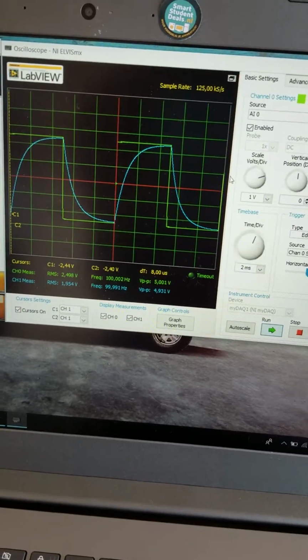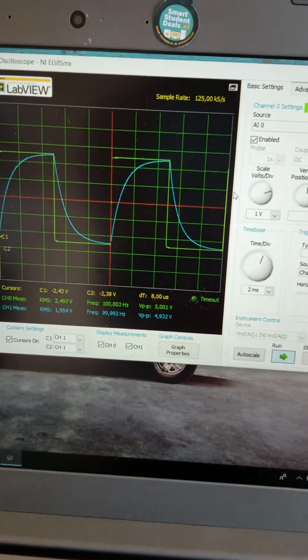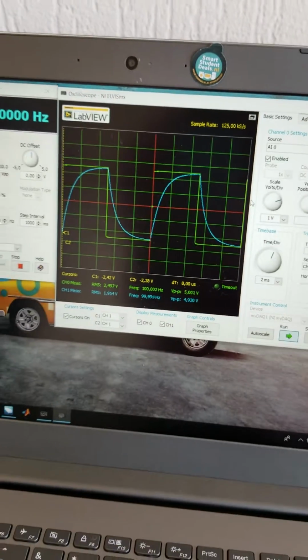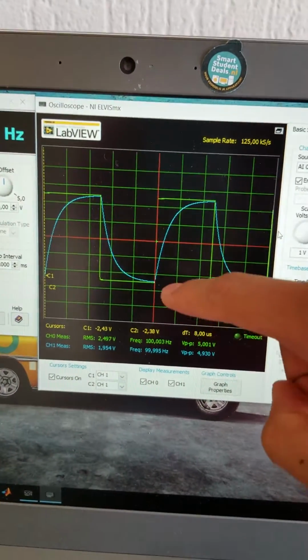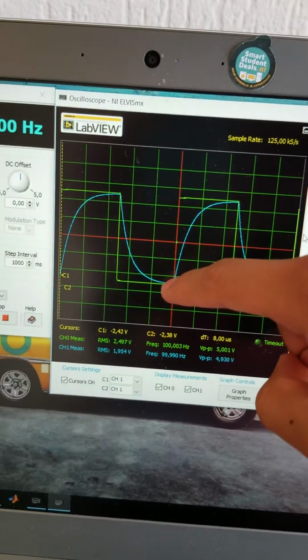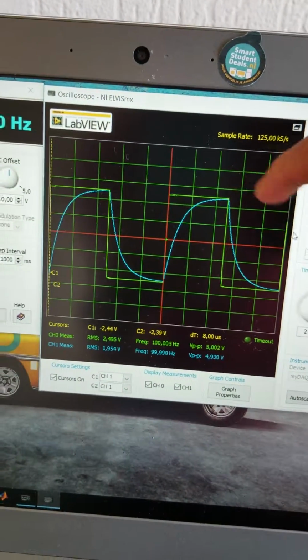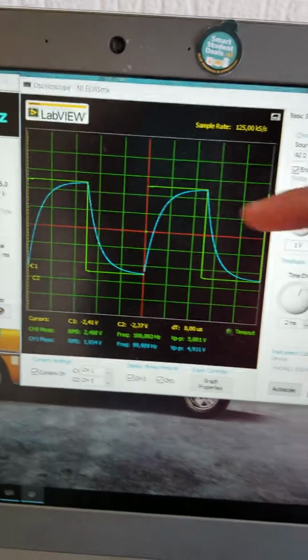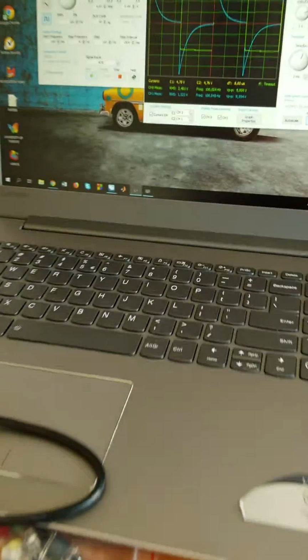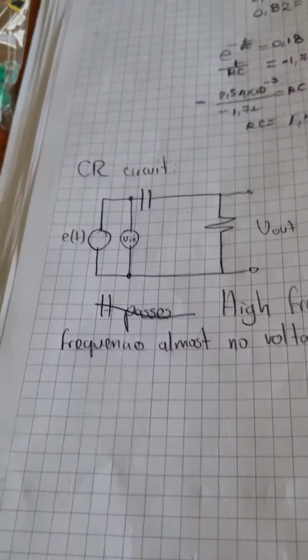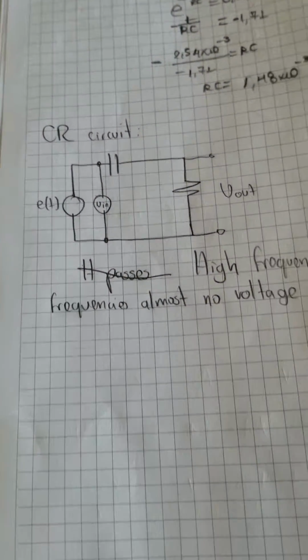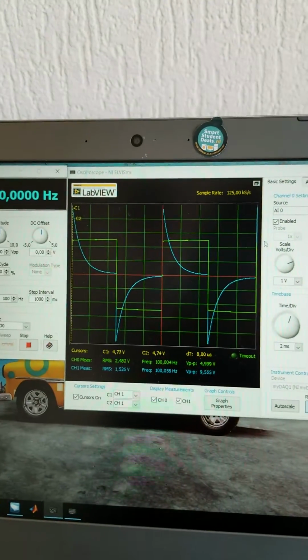We are using a period for the signal of approximately 10 times the RC time. This is because it takes approximately 5 times the RC time to fully charge and another 5 times to fully discharge. Now we have interchanged the capacitor and the resistor to get a CR circuit, and now we can observe the difference in the square wave.